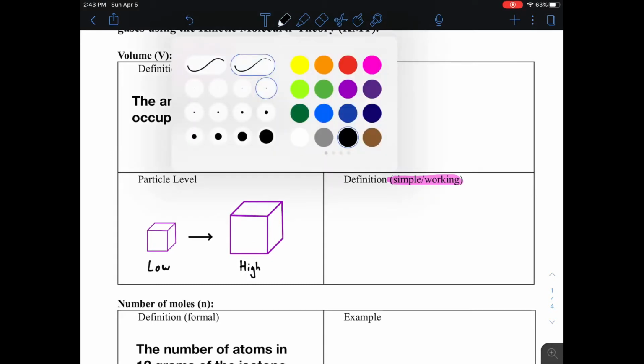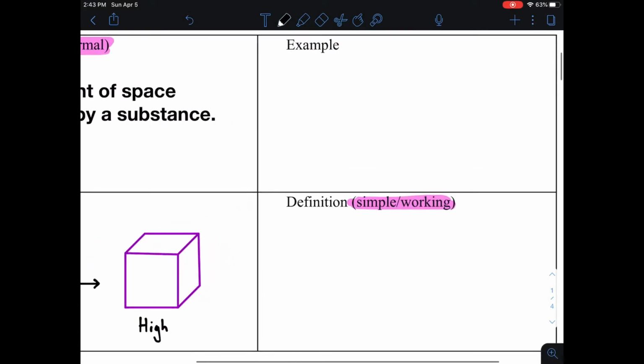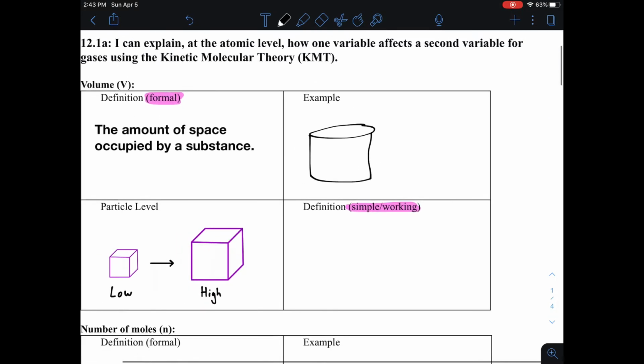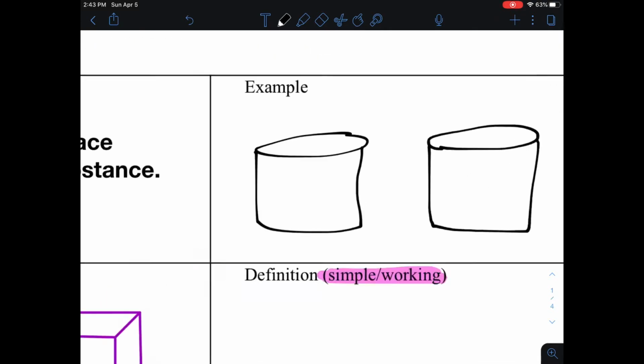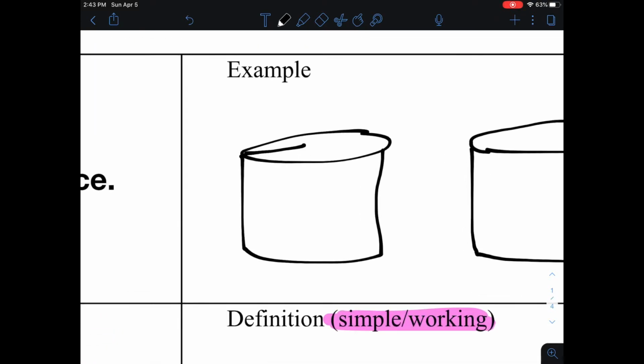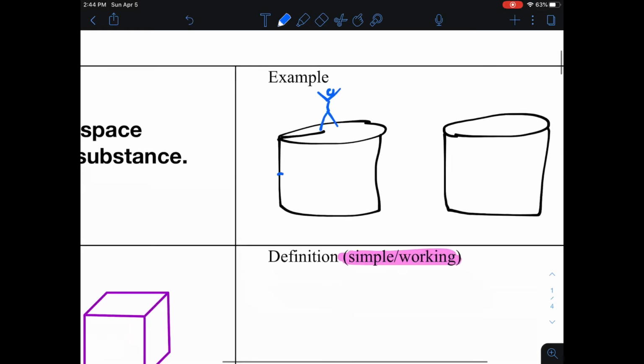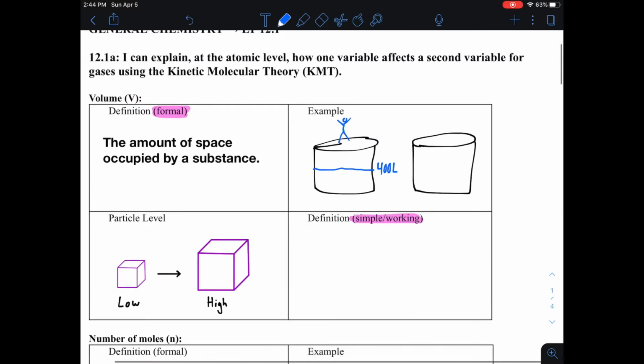First, let's think about an example of volume. You guys have all seen dunk tanks at some point or another. Here's a dunk tank, and let's say it's a really big dunk tank because I'm going to have a little diving board here, and there's a person on top, a little person about to jump into the dunk tank. Let's say that the water level inside this dunk tank is 400 liters.